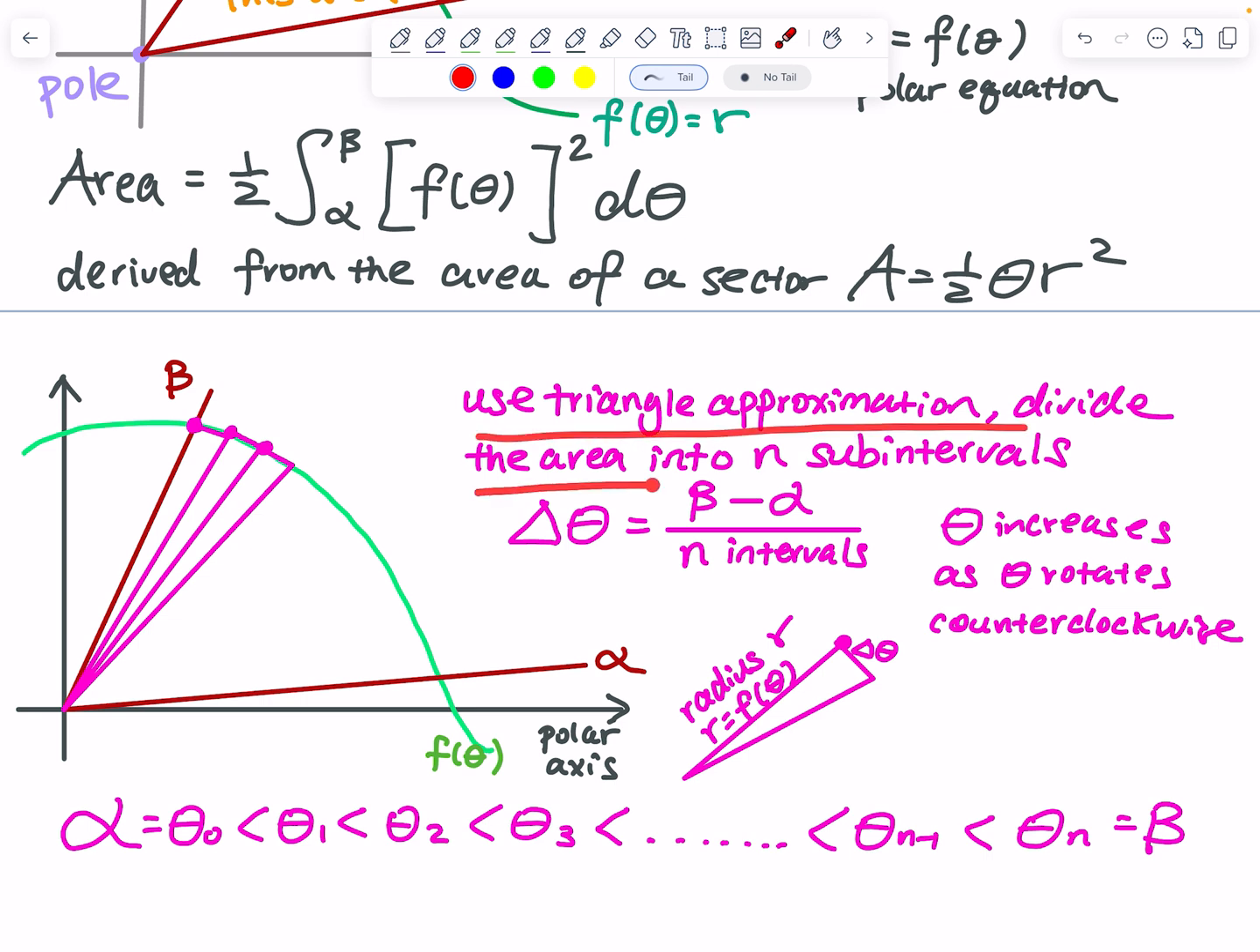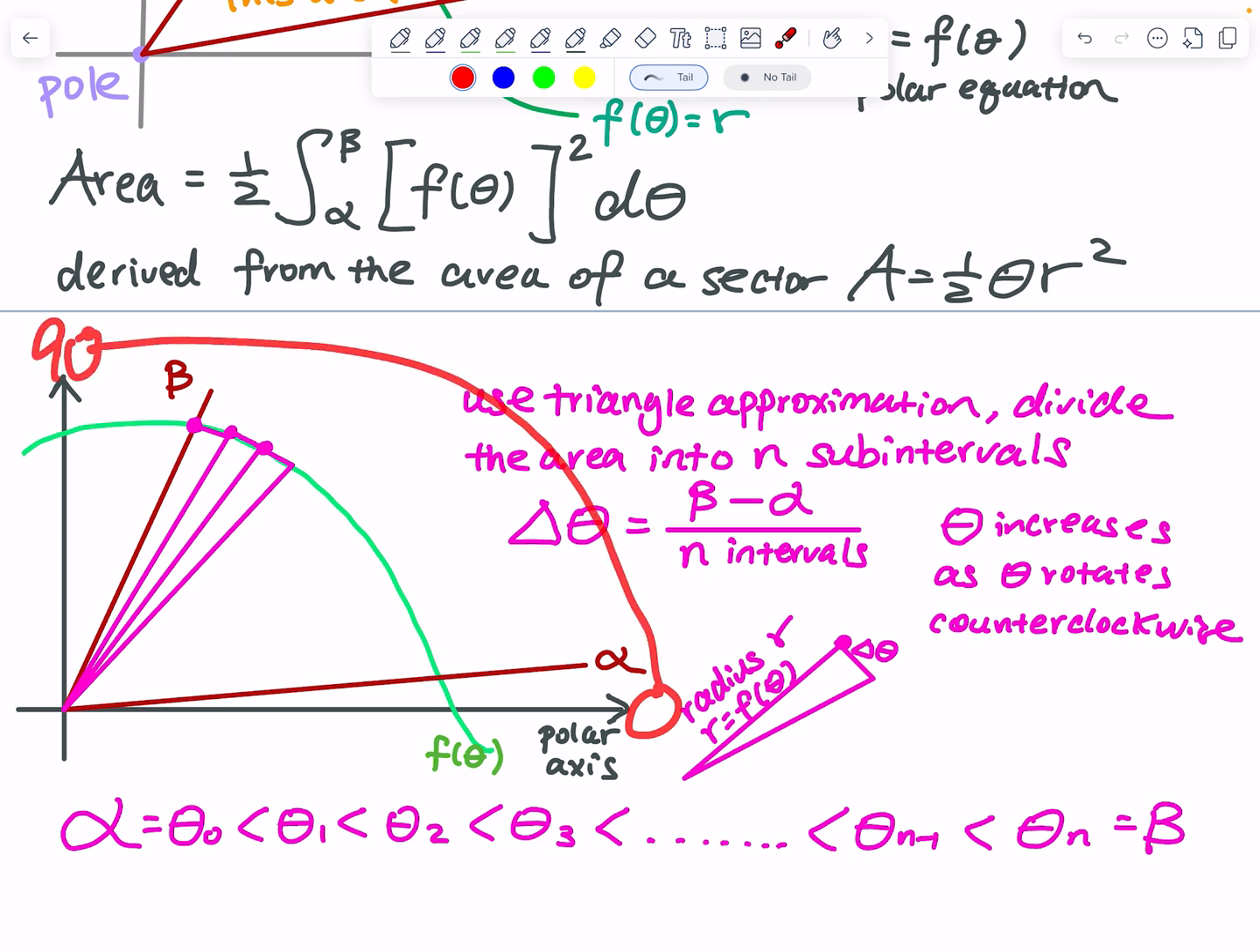Then use triangle approximation, and divide this area into n subintervals. This is similar to what you studied in the past: left sum, right sum, midpoint sum. We use beta minus alpha divided by n intervals, and that is the delta theta, the angle. As theta rotates counterclockwise, the angle increases. Back to your unit circle: this is 0 degrees, and as you rotate counterclockwise, you will reach 90 degrees. That's why I said as theta rotates counterclockwise, the value of theta is increasing.